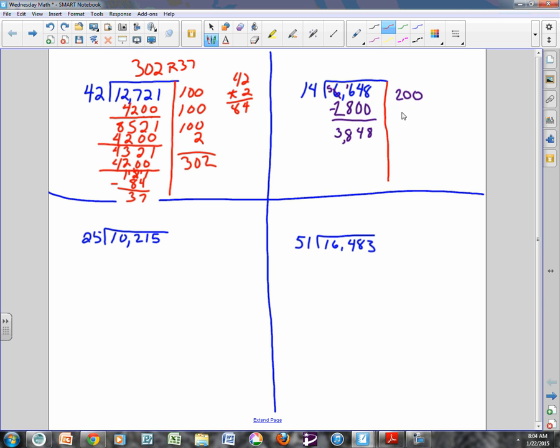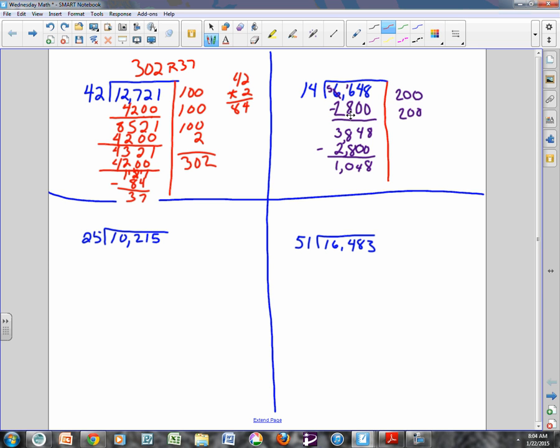And I can see I can do that one more time. So let's do that again. I have enough to do that. 14 times 200, we've already done the math. It's 2,800. And we subtract. 8 minus 0 is 8. 4 minus 0 is 4. 8 and 8 is 0. And 3 minus 2 is 1.